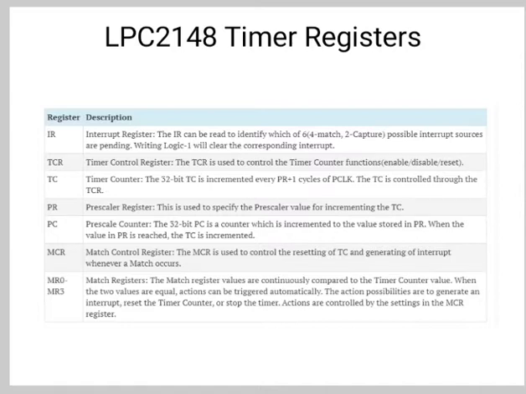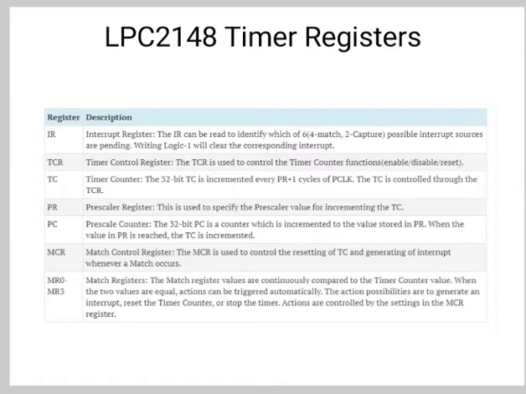Then the next is the prescale register, PR. It specifies the maximum value for the prescale counter. When the prescale counter is equal to PR, the TC is incremented on the next clock and also PC is cleared.